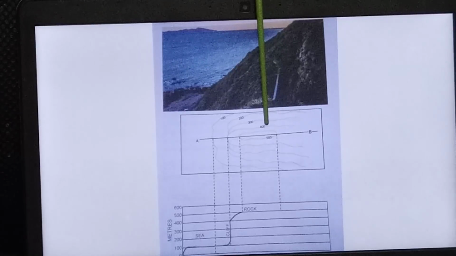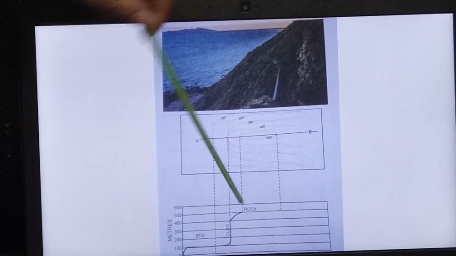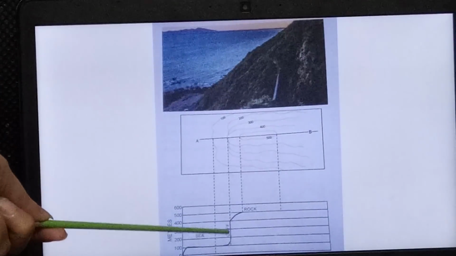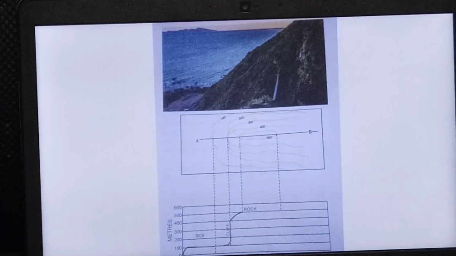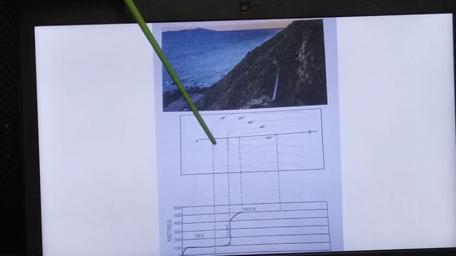And this is the cross section made of a cliff. You can see a cliff beside a sea. Now look at the heights of 400, 300 and 200. These three lines are joining each other. That means there has been a sudden drop in the height due to the erosional work of the river or wind or waves, because it is at the seashore. Because of which the rock has broken and there is a sudden drop. So here the contours are meeting each other and depicting that it is a cliff.